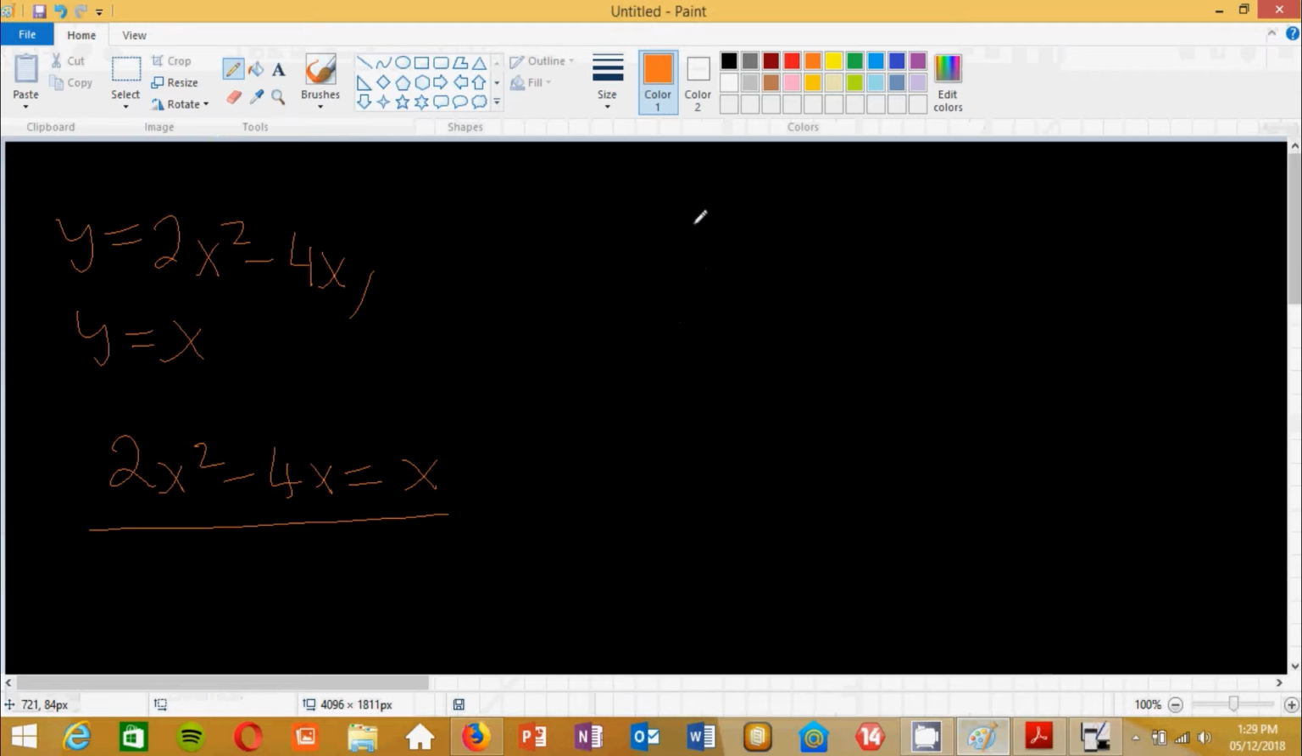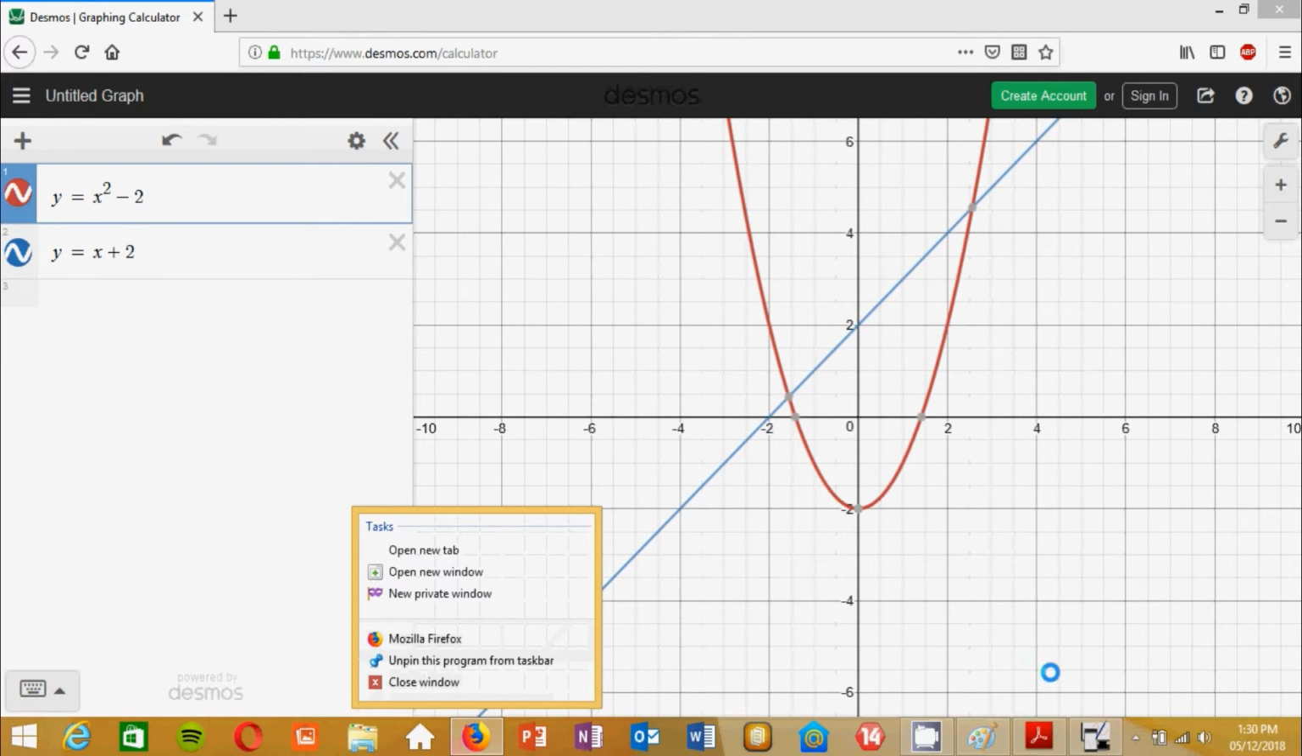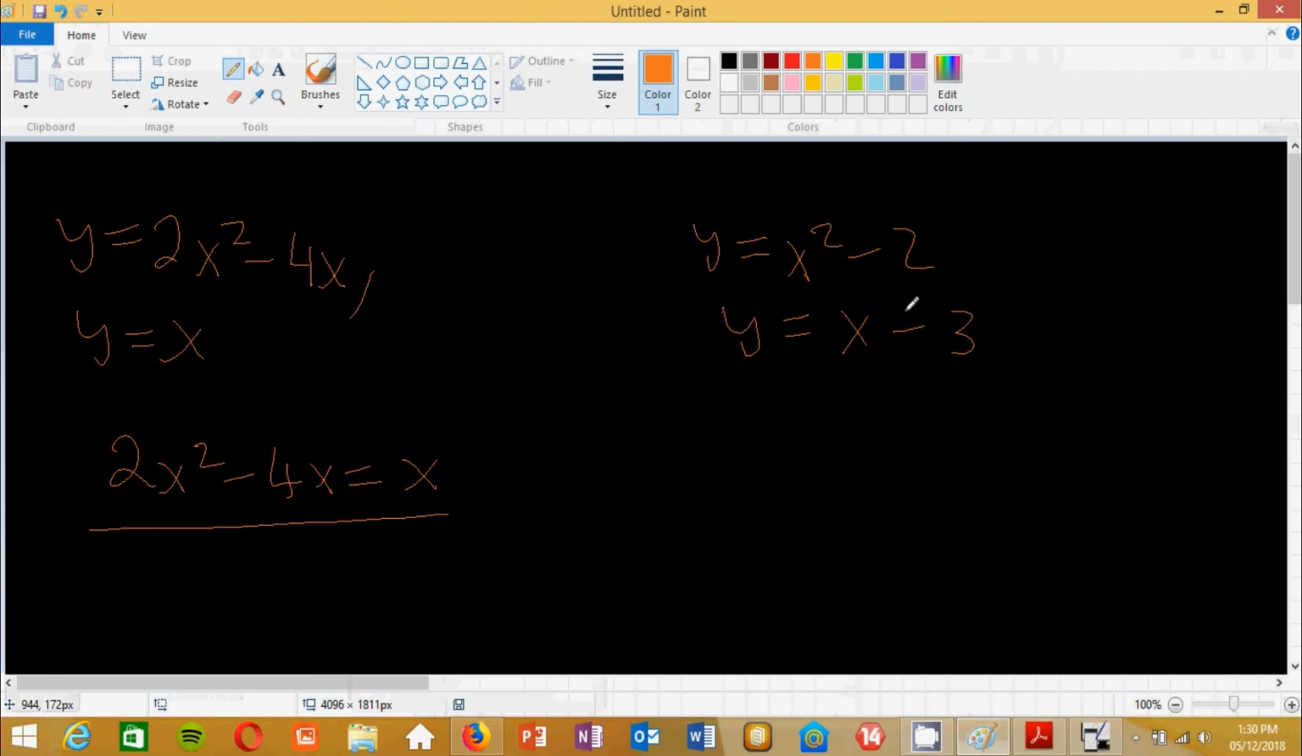So we have y is equal to x squared minus 2, and y is equal to x plus 2. Sorry, x plus 2.